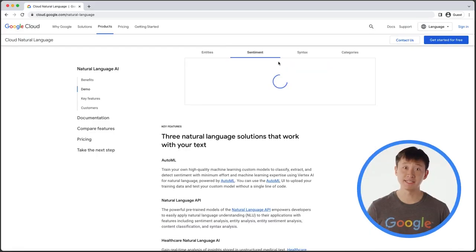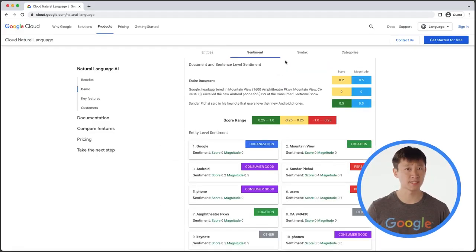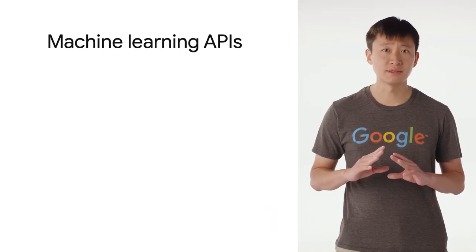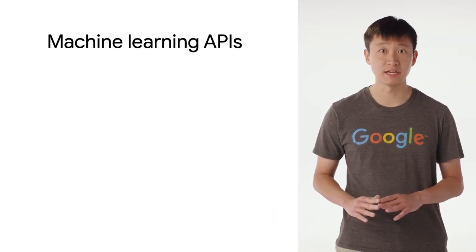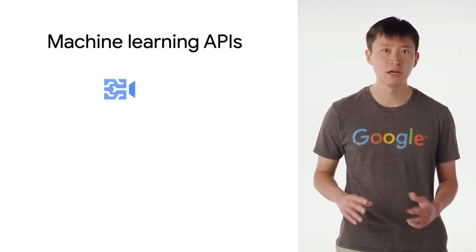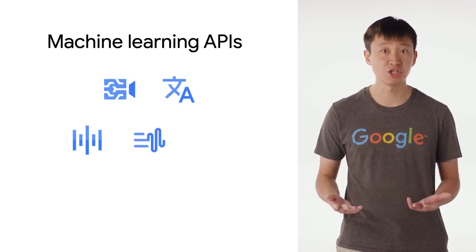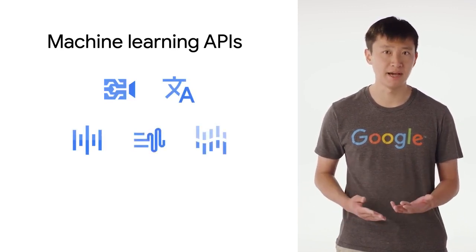You can detect entity keywords in the text, perform sentiment analysis, analyze syntax, and categorize the text based on its topic. There are also several other machine learning APIs, including the Video Intelligence API, Translation API, Speech-to-Text API, Text-to-Speech API, and the Cloud Inference API.